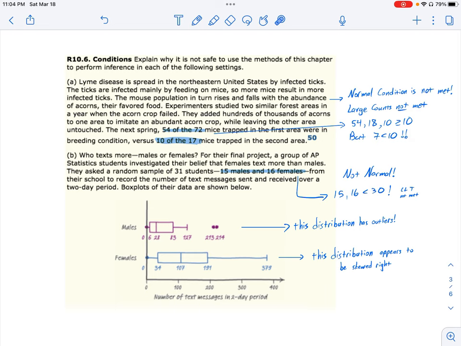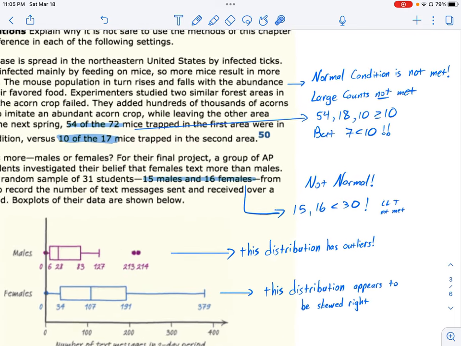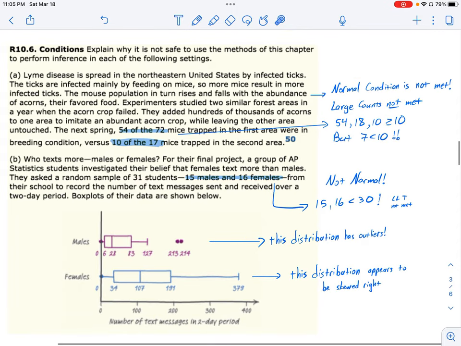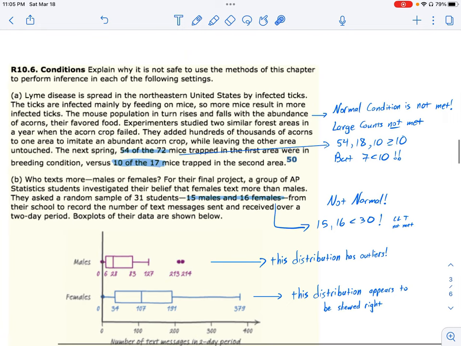Okay, here's what matters. The next spring, 54 of the 72 mice that were trapped in the first area. Okay, boom. I don't even want to read more. I just know, there's my first sample. Versus 10 of the 17 mice in the second area. Boom. Sample number 2. That's all I need, folks. Normal condition is not met because I need at least 10 successes and 10 failures.